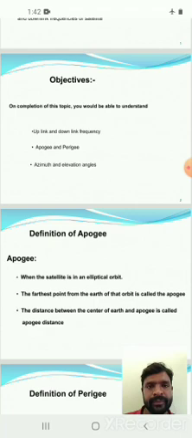Objectives. On completion of this topic, you would be able to understand uplink frequency and downlink frequency, apogee and perigee, azimuth and elevation angles. Some of the definitions of satellite communication system.